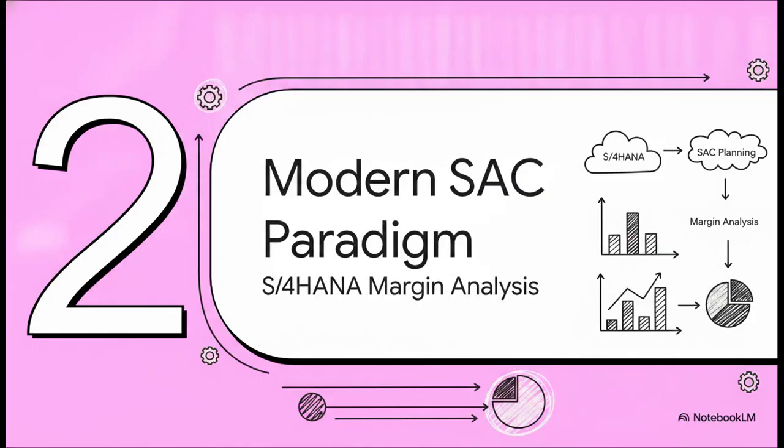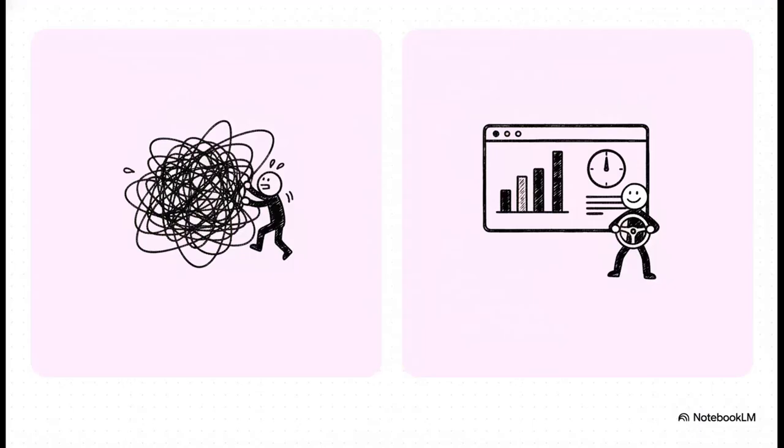Moving on to Section 2, the modern SAC paradigm. Introducing S/4HANA margin analysis and SAC planning. Contrast all that old-school rigidity with modern usability. Instead of painful entry grids and a notoriously steep learning curve, SAC brings a super intuitive, web-based, responsive design. But most importantly, it introduces business user self-service modeling. You're no longer sitting around waiting on an IT ticket just to adjust a visual story or tweak a model dimension. The planner is directly empowered to do it themselves.